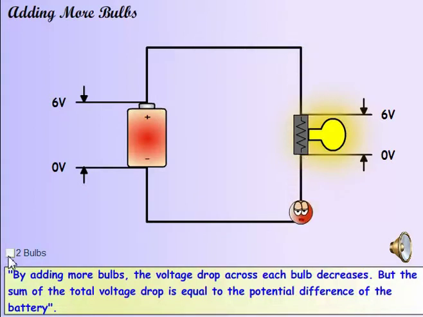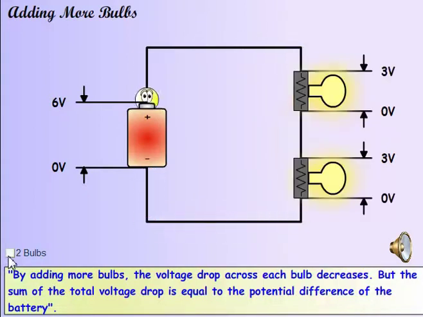When you have a single bulb, the entire voltage drop occurs across the bulb, and the bulb burns bright. By increasing the number of bulbs to 2, the same voltage drop gets distributed over 2 bulbs, and the current decreases. This makes the bulbs dimmer.